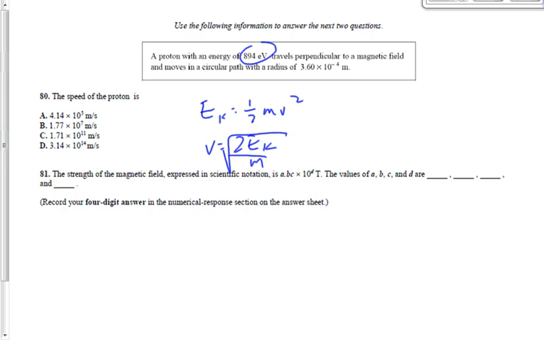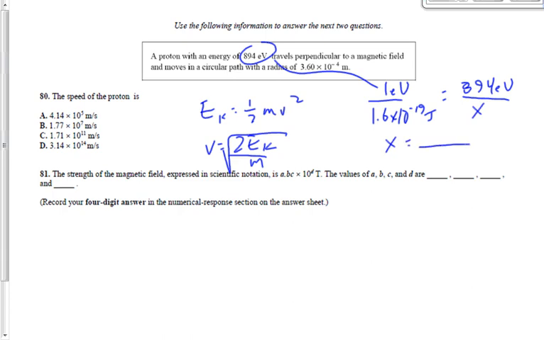We just got to make sure we convert this to joules. 1 electron volt is 1.6 times 10 to the minus 19 joules. 894 electron volts equals x joules. So solve for the joules. Okay, solve for the joules of this. Plug that number into here. And then turn around and solve for the speed.